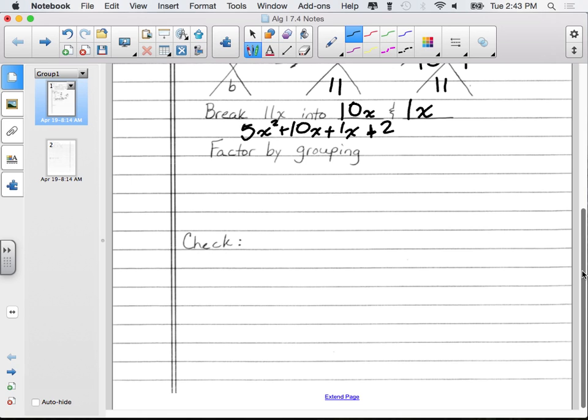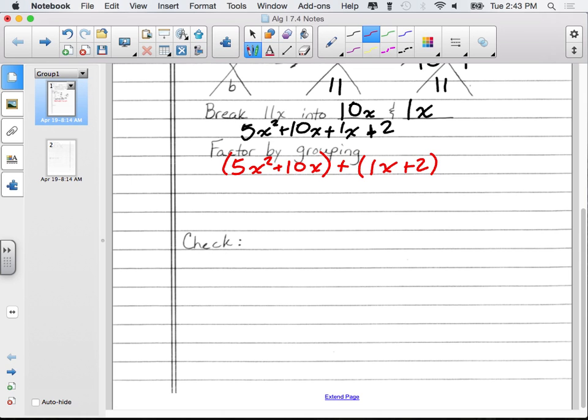All right, so right now, all we've done is change our quadratic 3-term polynomial into a 4-term polynomial. And now since it is 4 terms, now we can factor by grouping. So, our first group, we can make 5x squared plus 10x. That's our first group. Plus 1x plus 2. That's our second group. Now that we have our two groups, what do we do with them?